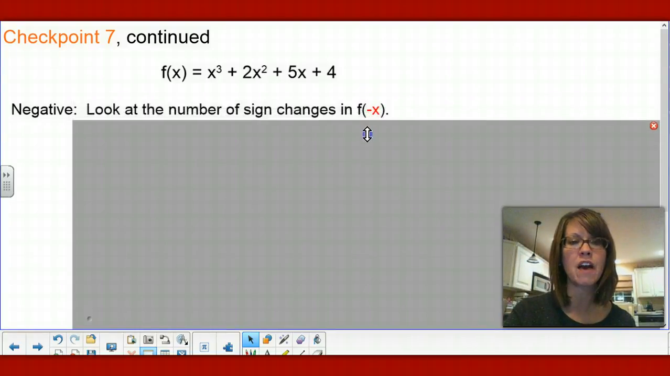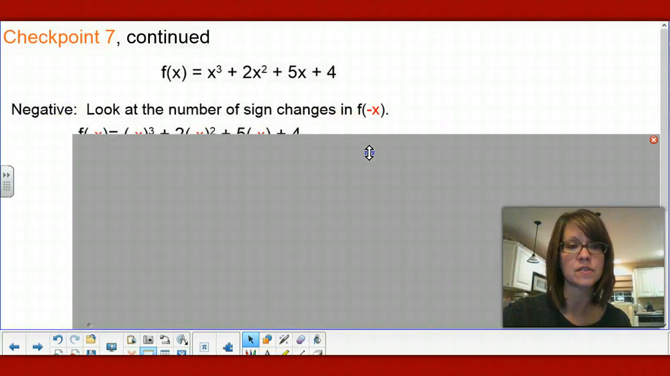We actually check f of negative x. This is the same test that we do for symmetry, either y-axis symmetry if it's an even function or origin symmetry if it's an odd function. You don't have to do another test. You do the f of negative x, and depending on how you look at it, this test can tell you symmetry. It can tell you if the function is even or odd. It can tell you how many possible negative real zeros we have. You just have to know how to read the test.